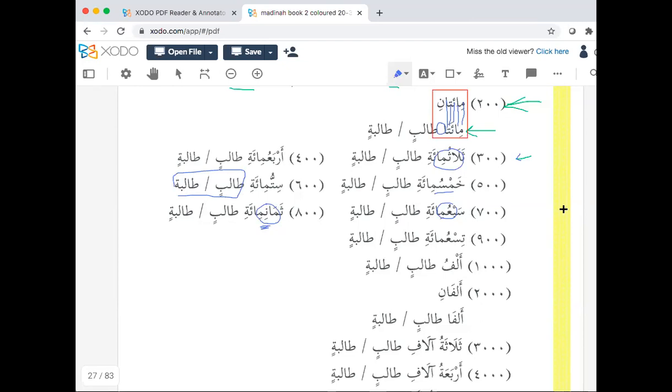طيب. Let's get some reading from Abdul Kareem. Alfu talibin, alfu talibatin. And that follows the same rule as mi'ah. And that is in lesson 1 of Madeenah book 2.